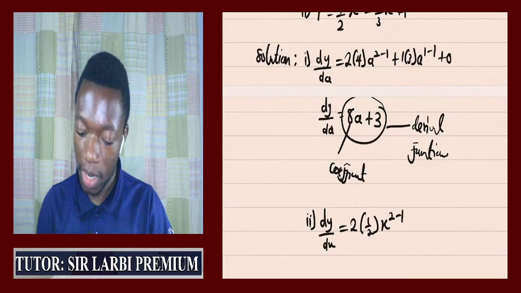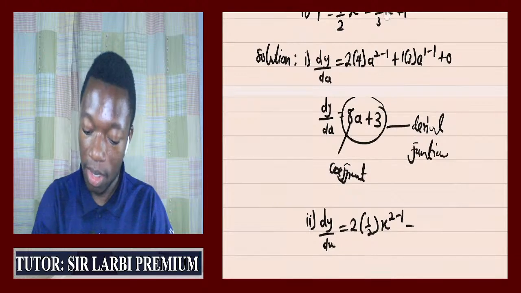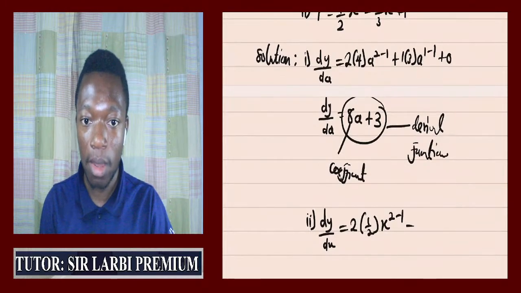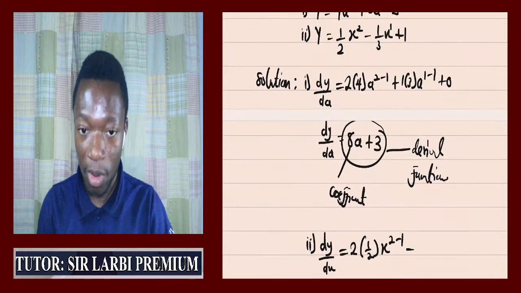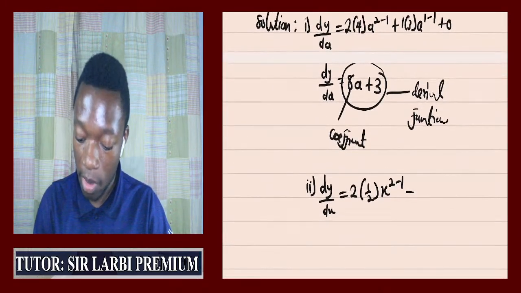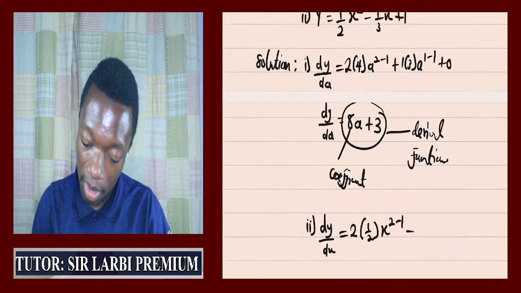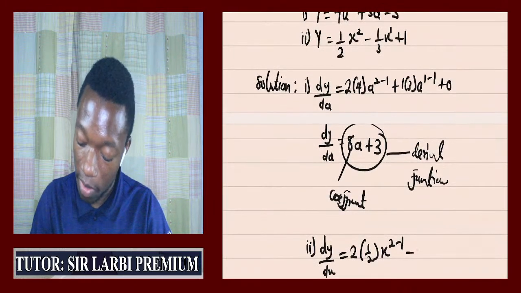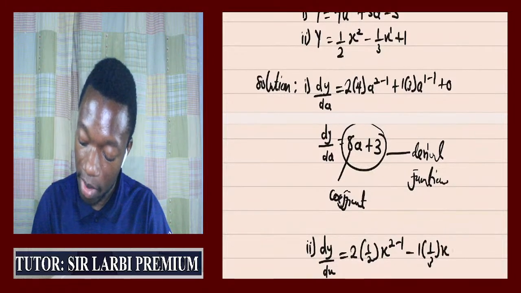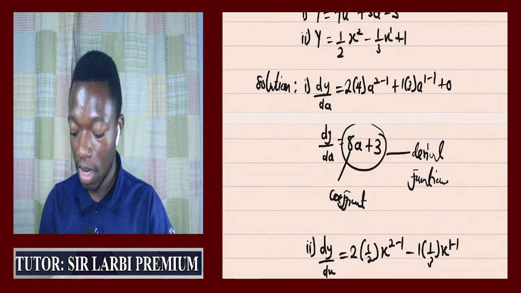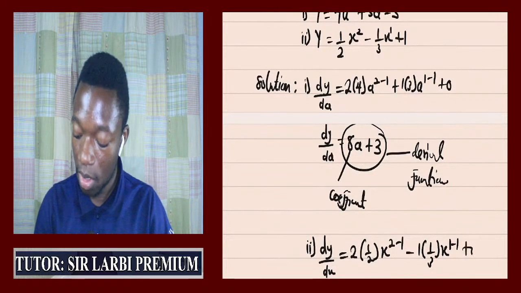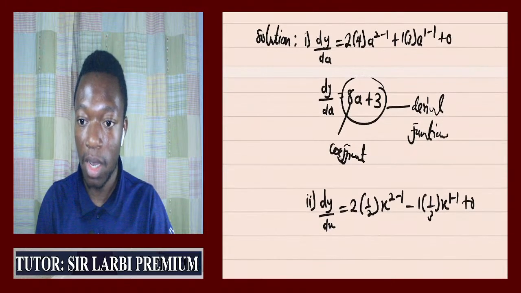I hope you are following. Then minus. Here the coefficient is what? The coefficient of the x in 1 over 3x is 1. So the 1 will multiply 1 over 3. So we have 1 multiplying 1 over 3. Then we have x to the power 1 minus 1. The differential of a constant, we said, is 0. So you can write that or you can ignore it generally at the end of the day.